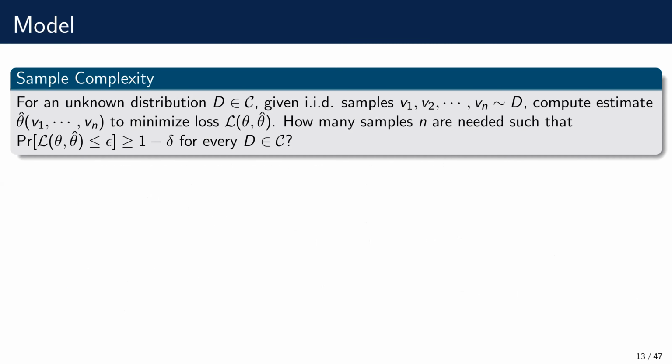We can summarize our model as follows. For the sample complexity problem, the typical question asked is: for an unknown distribution from a fixed distribution class, given IID samples from the distribution, we want to compute an estimated parameter such that the distance from the true parameter is minimized. How many samples are needed such that the estimated parameter differs from the true parameter by a small epsilon with probability at least 1 minus delta? Here delta can be some small constant, for example 1/3, or 1/100, or some even smaller constants.